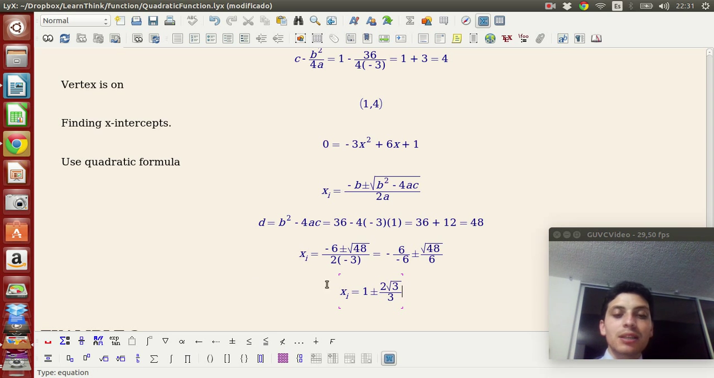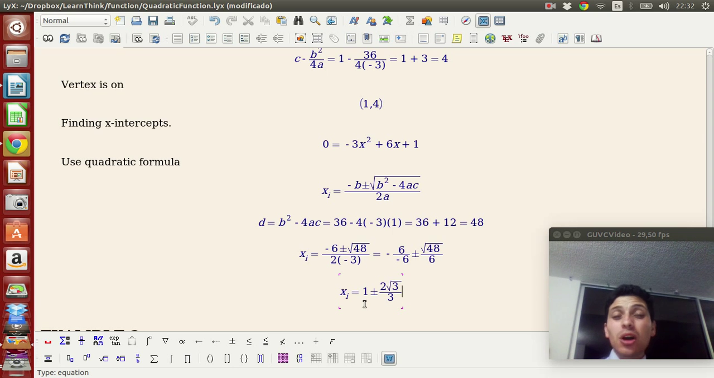So this is the final option to have the intercepts. We have one intercept at 1 plus 2 square root of 3 divided by 3, and the other at 1 minus 2 square root of 3 divided by 3. Okay, these are the points of intersection with the x-axis.